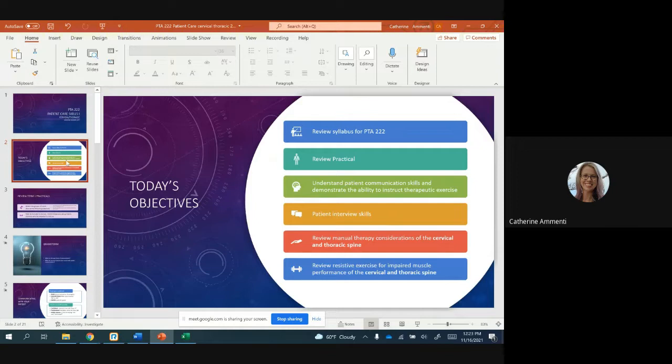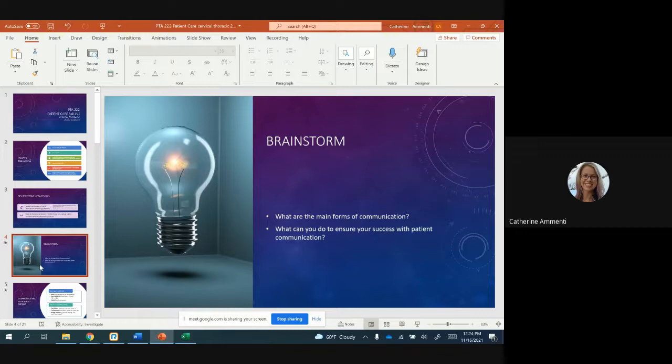Okay. So like I said, we will review the term one practical together as a group when you get into class, so don't worry about that right now. And what I want to start off with today is talking about communicating with your patient.